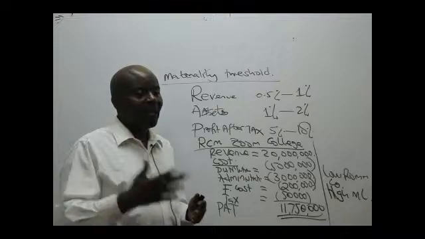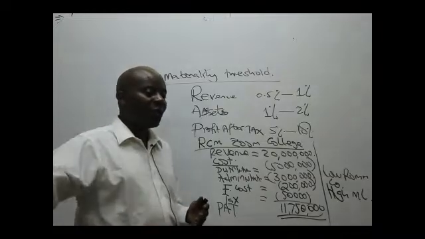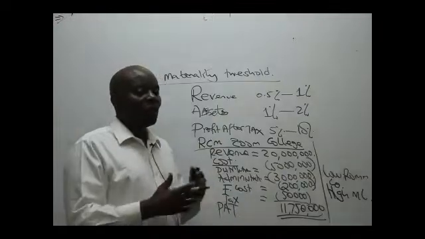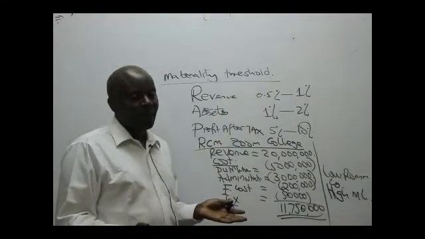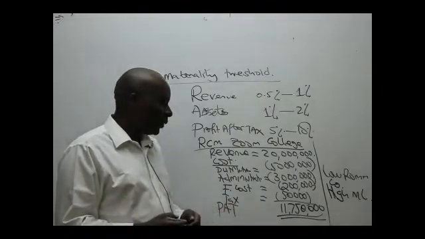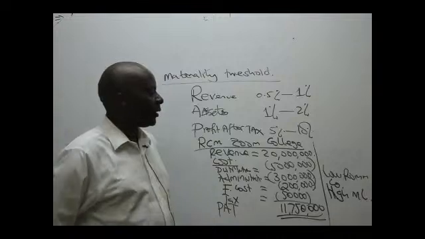The ISA 300 series on planning talks about materiality and tells us it's purely a judgmental thing.